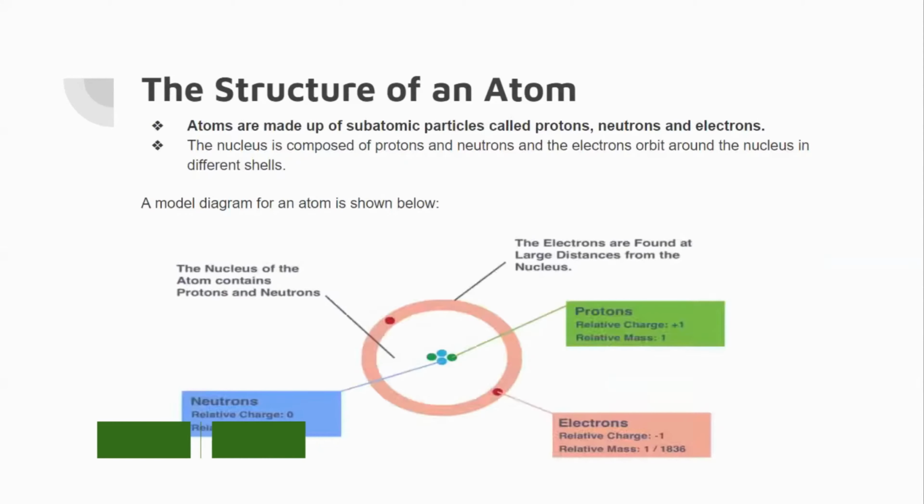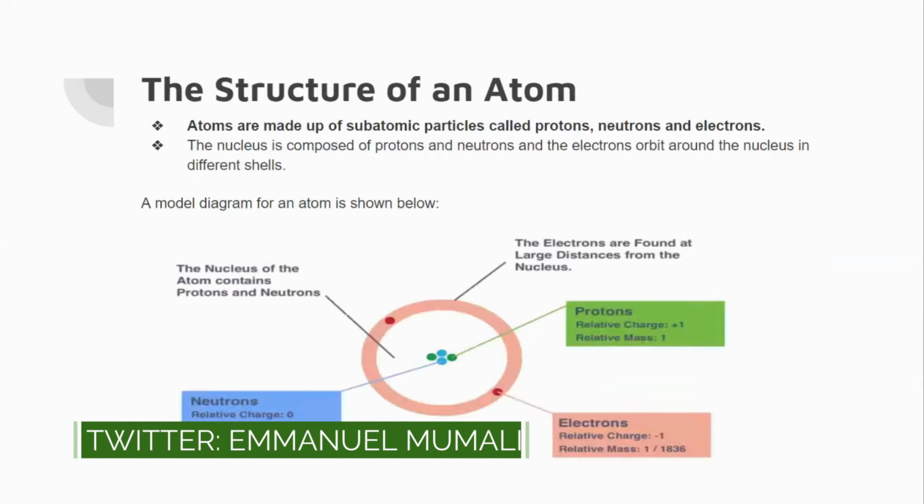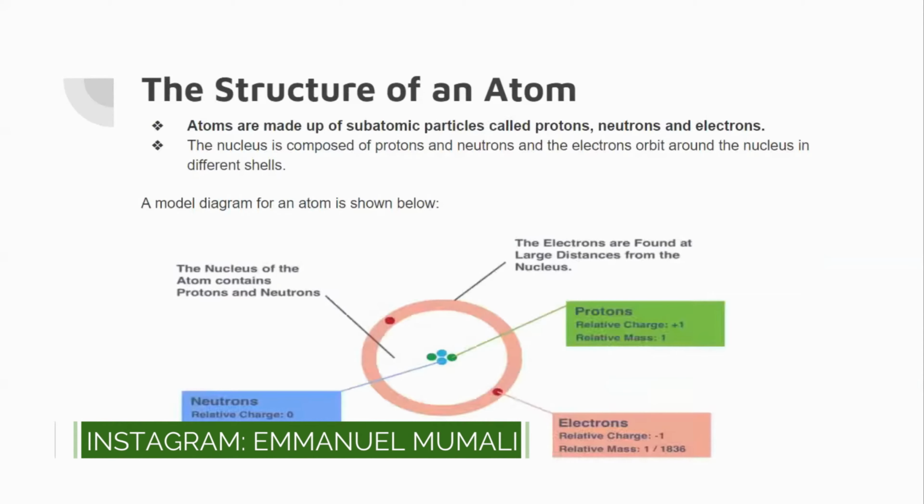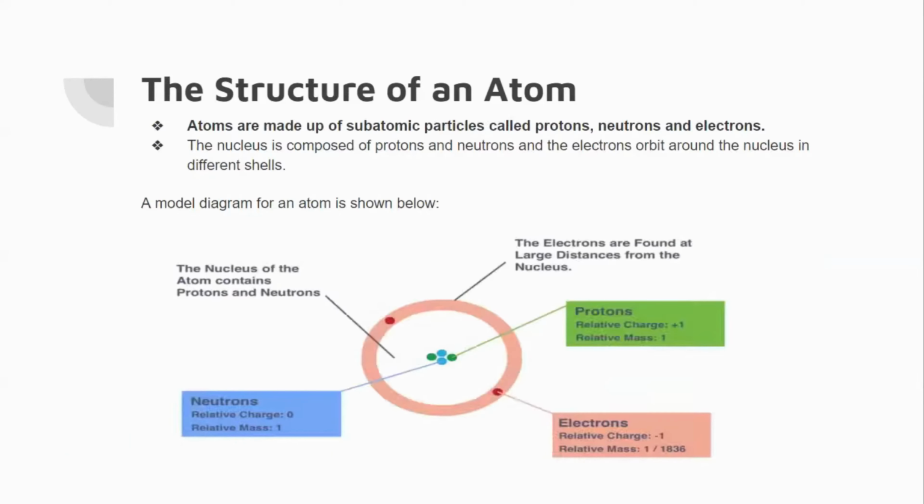The structure of an atom. Atoms are made up of subatomic particles called protons, neutrons, and electrons. The nucleus is composed of protons and neutrons, and the electrons orbit around the nucleus in different shells. The diagram shows a model of an atom. At the center is the nucleus, containing the protons and the neutrons.